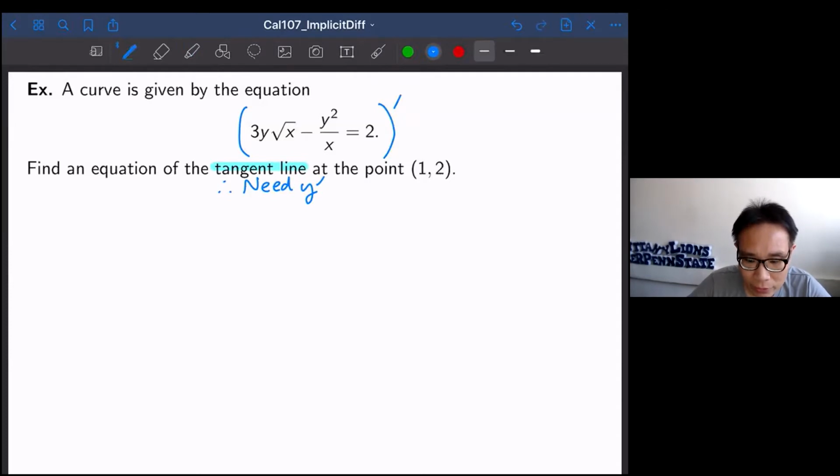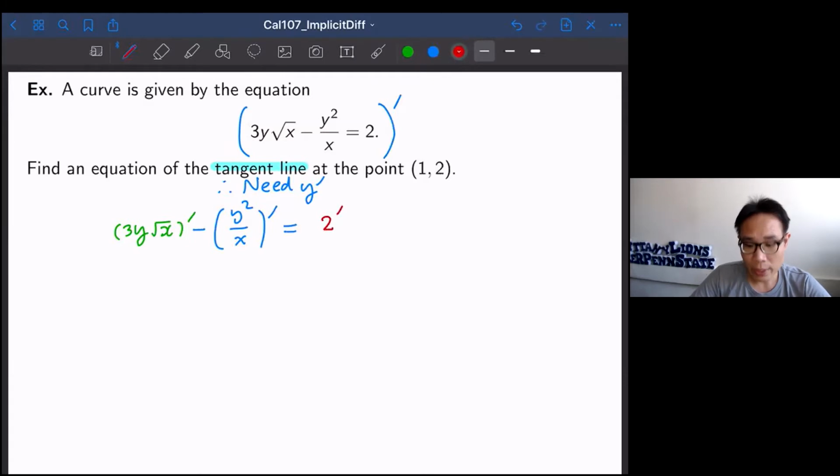So in this case, you're gonna differentiate. I'm gonna use three colors again. So it's gonna be the derivative of 3y root x, and the second one will be the derivative of negative y squared over x, equal to the derivative of the last guy, which is 2. So you differentiate each of these. You see that for the green guy, you need to use the product rule. For the blue guy you will use the quotient rule.